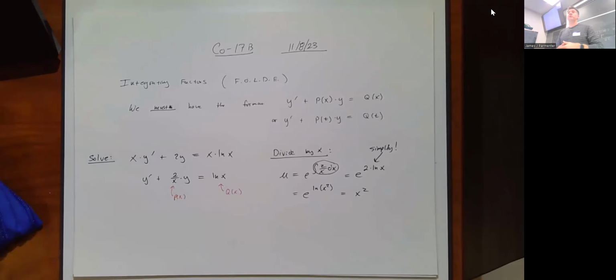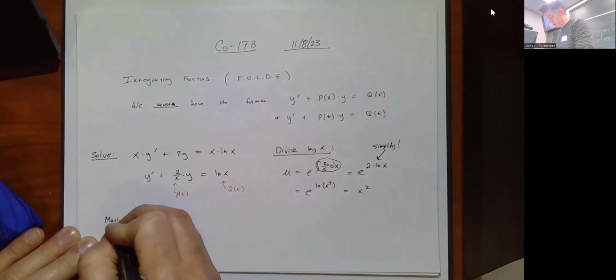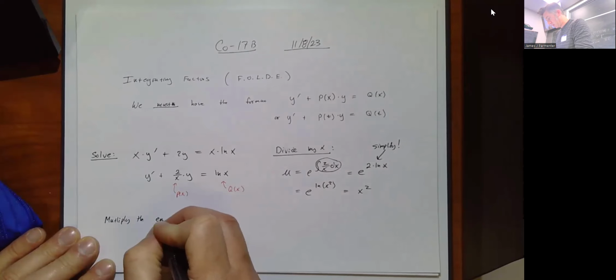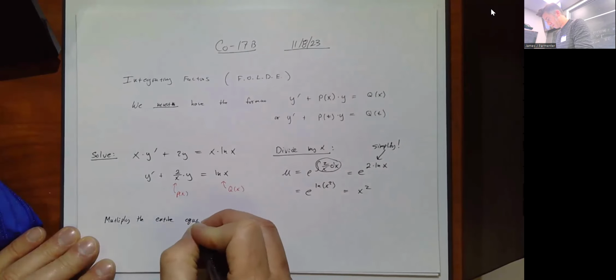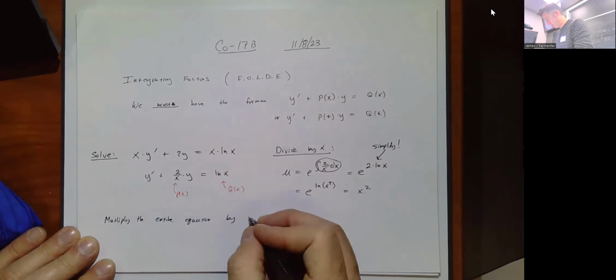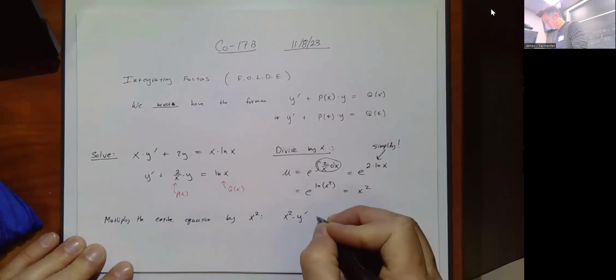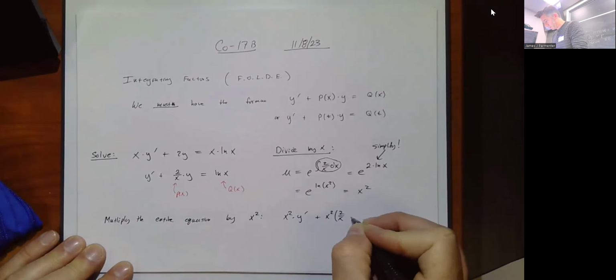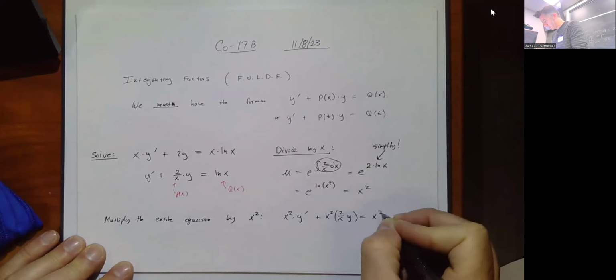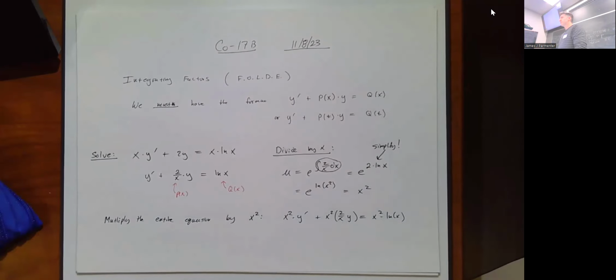So the steps are multiply everything by your integrating factor. So multiply the entire equation by the integrating factor x squared. So we're going to get x squared times y prime plus x squared times 2 over x times y equal to x squared times the natural log of x. I will point out, the steps I'm doing right now are steps that you might not have to do. I'll clue you in when you get to the place where you could have just jumped ahead to.